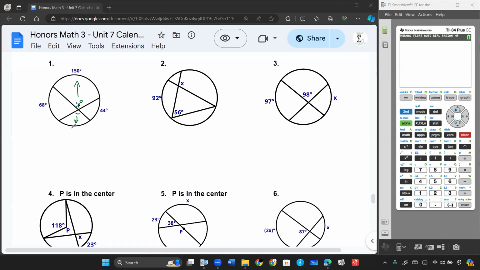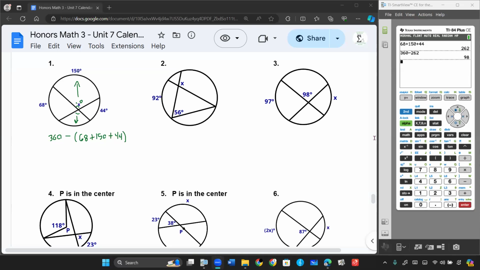So we have to get this missing arc down here. And because all arcs in a circle add to 360, I can once again say 360 minus the sum of the three arcs that you see. So I have 68, 150, and 44. So let's add those together and subtract that from 360.